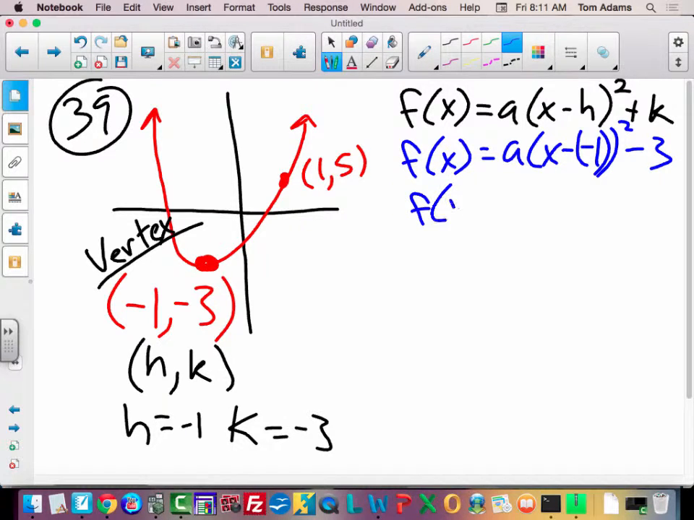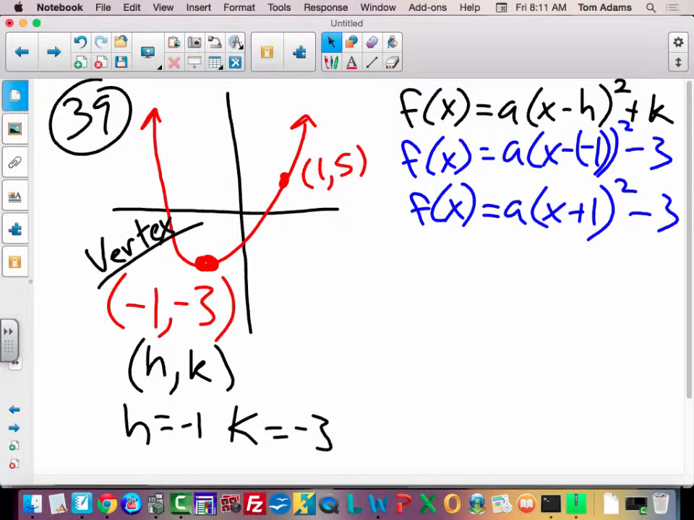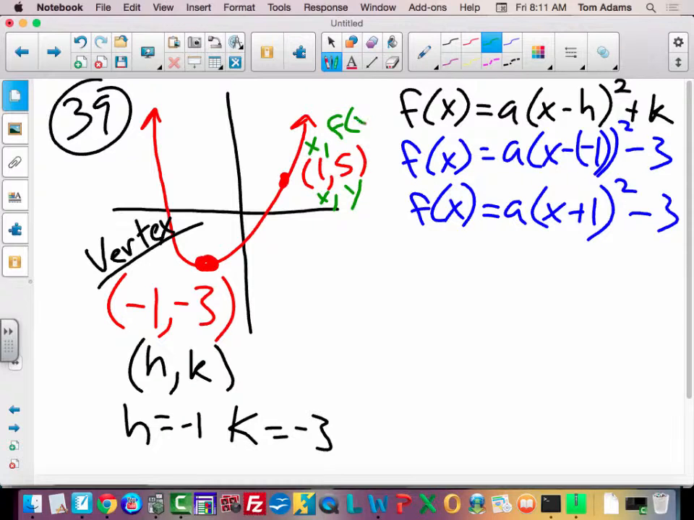So if I simplify that, I get f of x is equal to a times the quantity x plus 1 squared minus 3. Now, I don't know what a is. The only way I could solve for a is if I had another point on the line. So this is my x value, and normally we think of it in terms of x and y. But really, the f of x is kind of like the y coordinate, right? It's just a different way to write it.